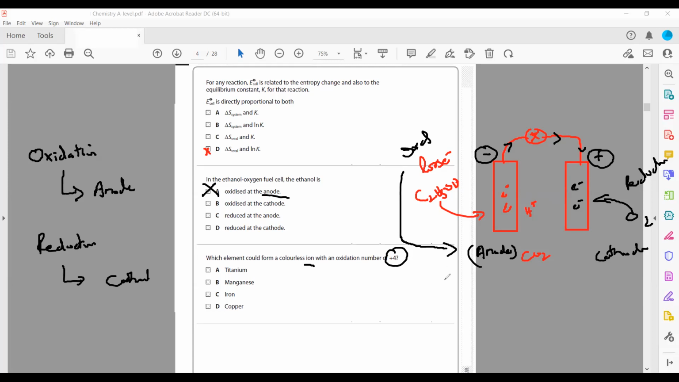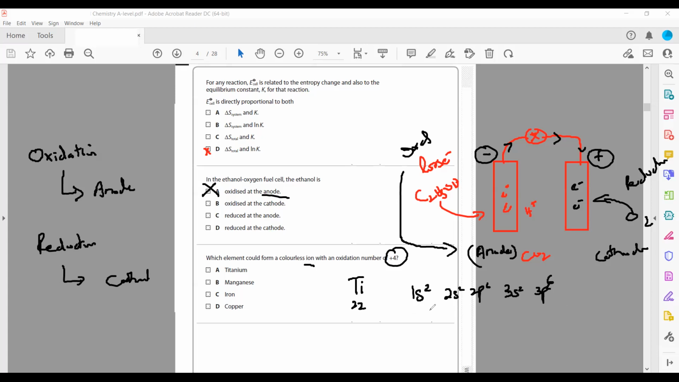For example, the first one is titanium, which has atomic number 22. So it will be 1s2, 2s2, 2p6, 3s2, 3p6, 4s2, 3d2. Now what happens when there is a loss of electrons? Electrons are lost from the outermost shell first. So first the 4s will lose, then the other 4s, then the 3d, and then another 3d. So all these electrons will not be there because they are lost.